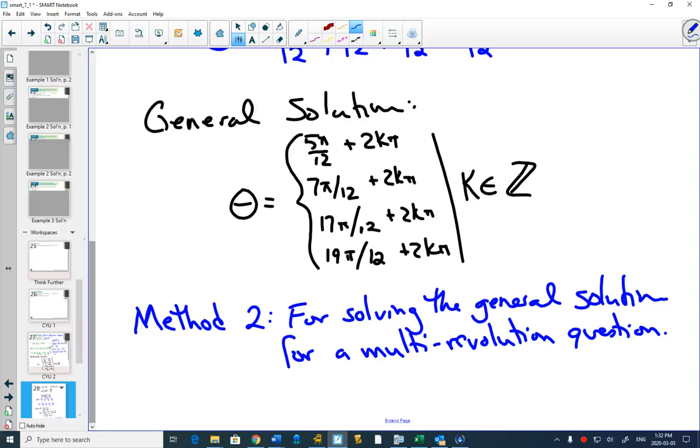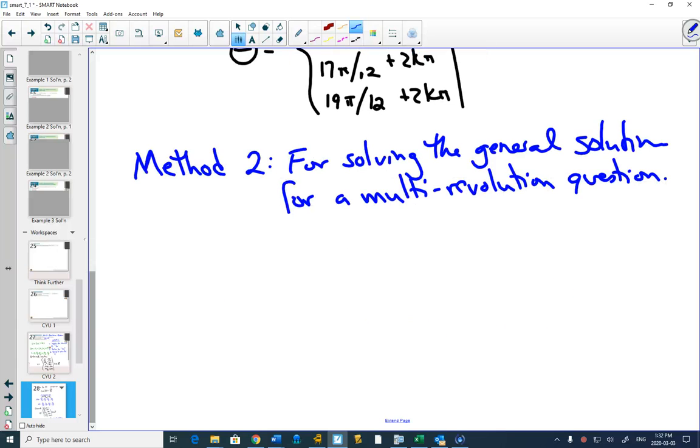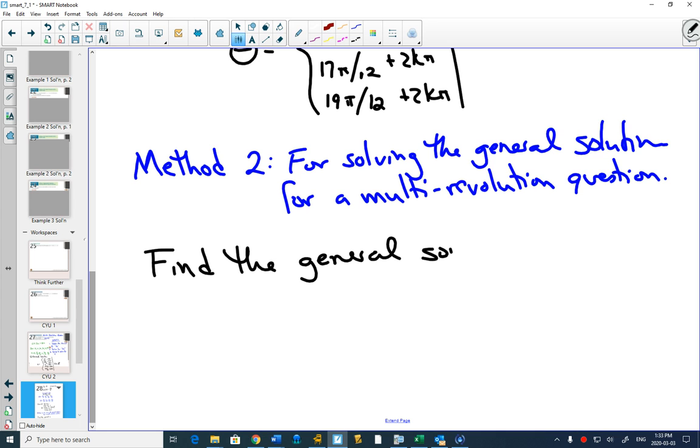But sometimes you're just going to get a question that says, find the general solution of, and you don't have to solve between 0 and 2 pi first. Okay? So here's the question. It's exactly the same, but it starts off by just saying, find the general solution of cos 2 theta equals negative root 3 over 2. Exact same question as we just did. If you wanted to use the method we just did, it would work perfectly fine. But this is a second method.